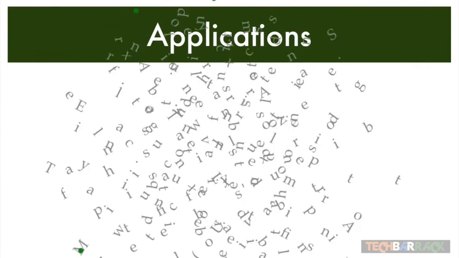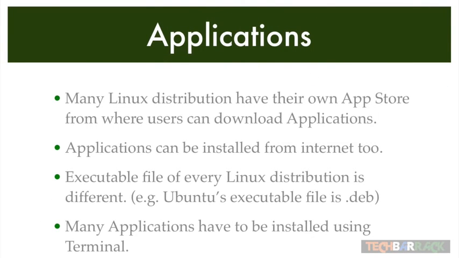Now what about the applications? How do you install them? Many Linux distributions have their own app store, just like the Mac app store, and users can download the applications from their app store. Applications can also be installed from the internet. The executable file of every Linux distribution is different. Ubuntu's executable file is .deb, so you can install applications using the .deb executable file, and many applications have it.